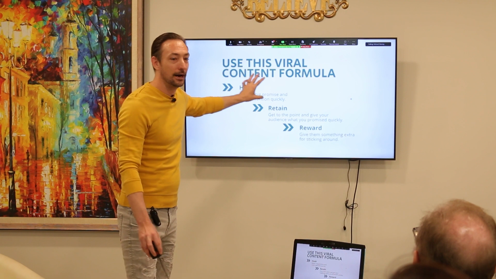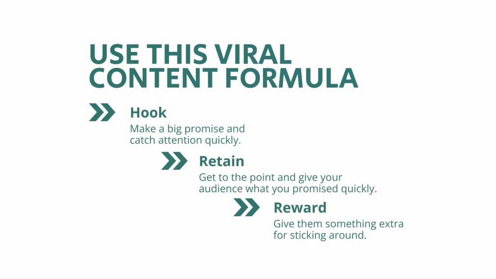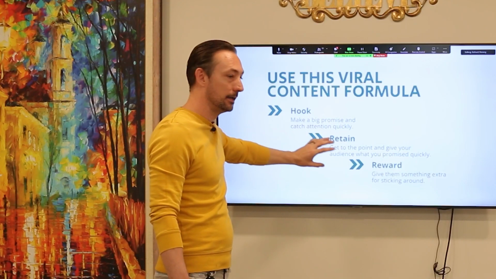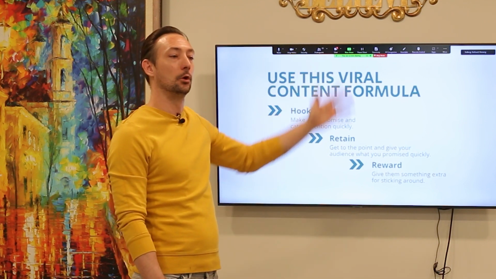So now we're going to use a viral content formula. This has been tried and tested across all of the different creators. It starts with making a hook, making a really big promise, a bold headline, something that's going to catch somebody's attention. You only got 1 or 2 seconds to do that. If you do it well, then you have their attention. To keep that attention, we have to retain it by getting to the point as quickly as possible. People don't want the fluff.